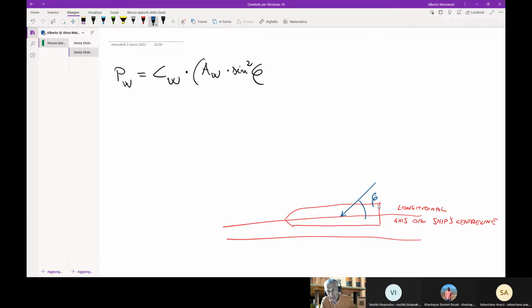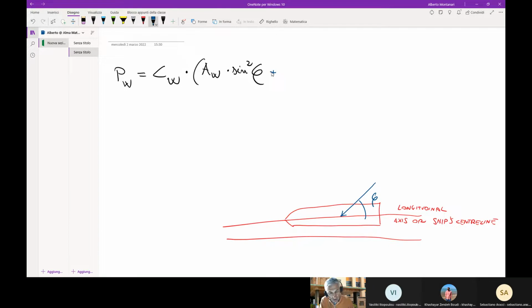You understand that I multiply times sin square for two reasons. The first, sin is introduced in order to compute the projection of the side area, of the side windage area over a plane that is perpendicular to the wind direction. And this is why I have this sin that is introduced. And I have a second multiplication, another sin to estimate the component of this forcing that is indeed perpendicular to the side direction.